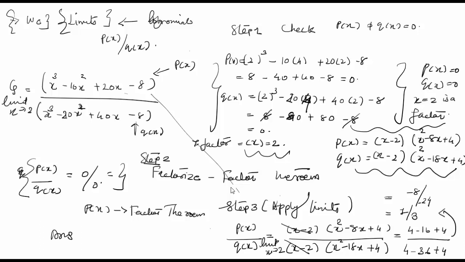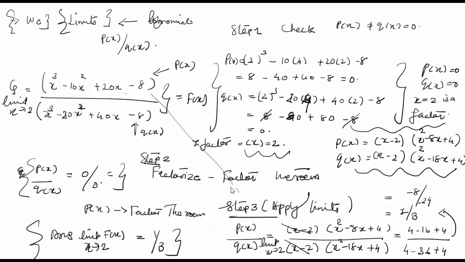So if this is f(x), the limit as x tends to 2 of f(x) is equal to 1 by 3. I have solved this question in 3 steps. But in the case where the numerator and denominator still equate to 0, I will have to simplify further. If it simplifies to 0, the answer will be 0.